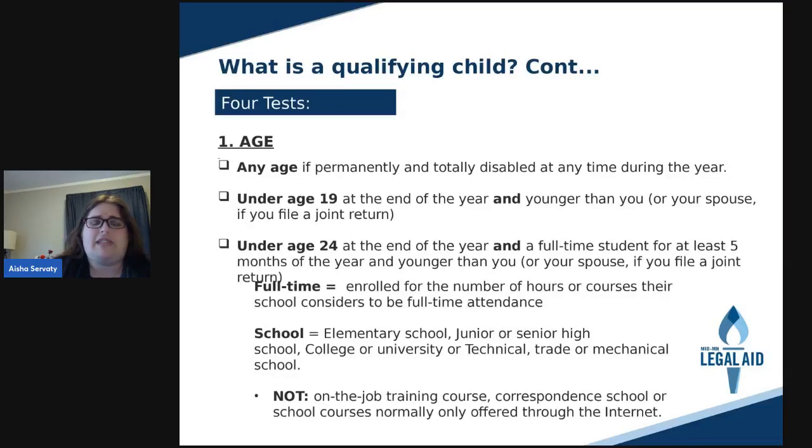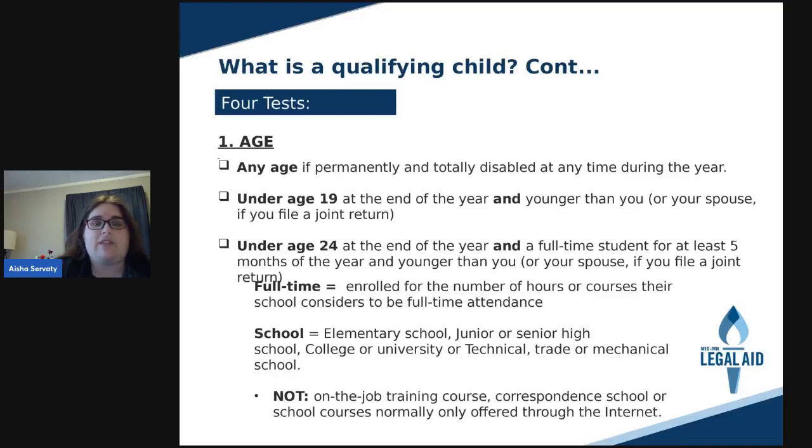Looking at those tests for qualifying child, first you have age. Any age if permanently and totally disabled at any time during the tax year, or under age 19 and younger than you for specific credits. There are also other credits that allow you to claim a child if they're under 24 at the end of the tax year and a full-time student for at least 5 months. Something to know is that full-time is determined by the school as what is full-time attendance.